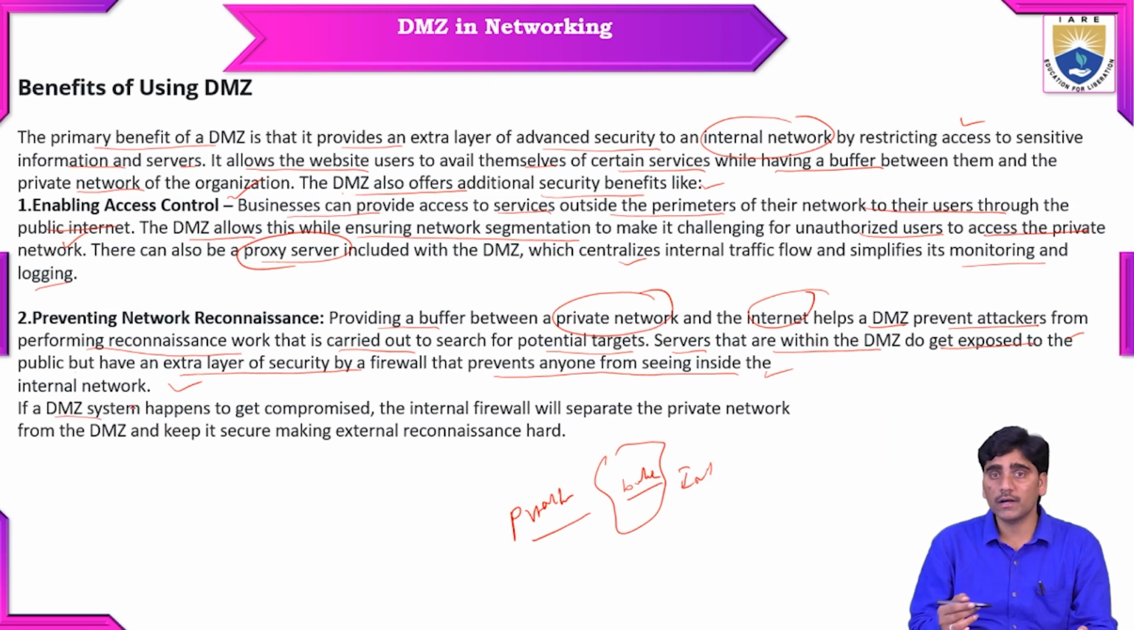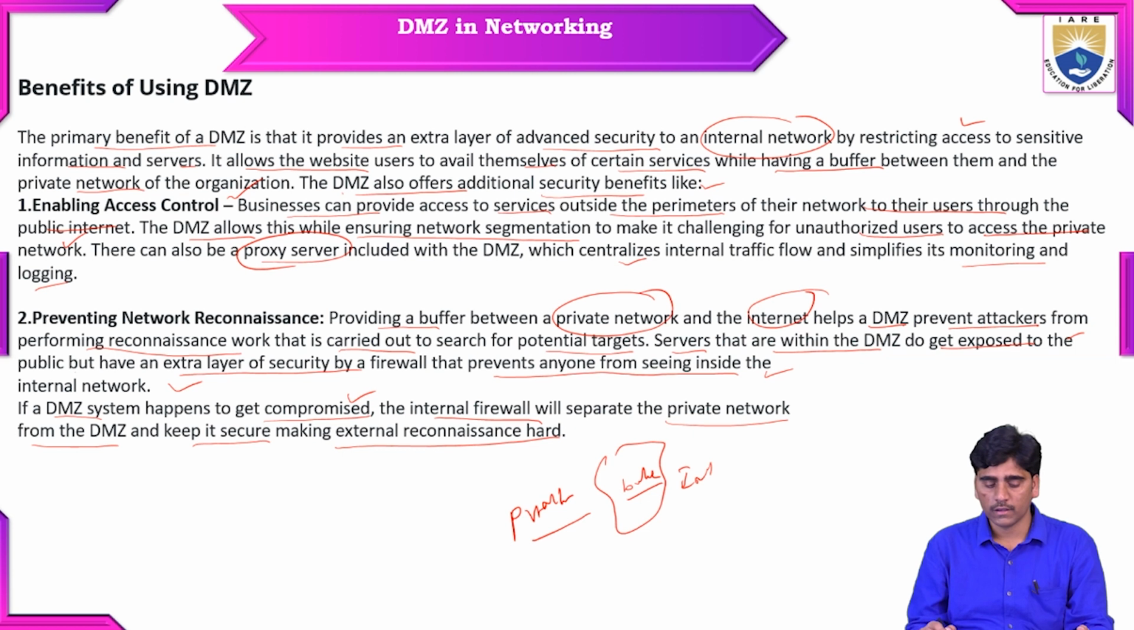If a demilitarized zone system happens to get compromised, the internal firewall will separate the private network from the demilitarized zone. So it separates the private network from the demilitarized zone and keeps it secure, making external reconnaissance hard. So that is the preventing network reconnaissance purpose.